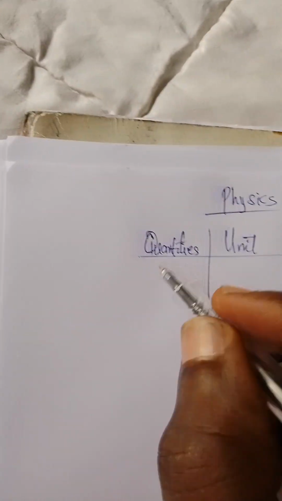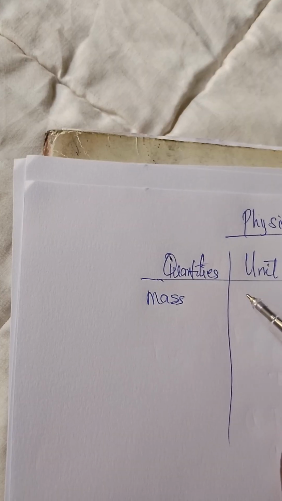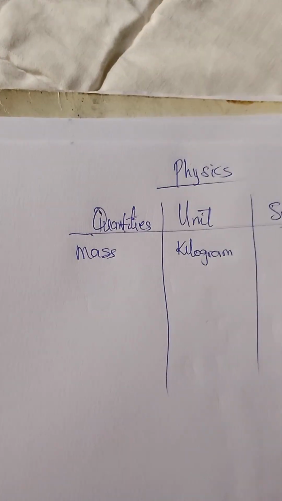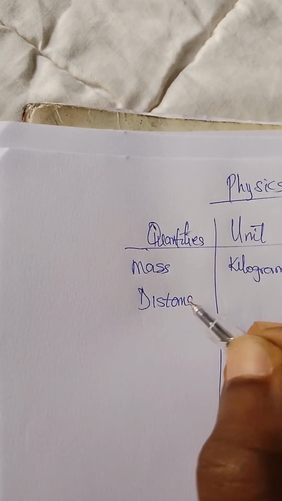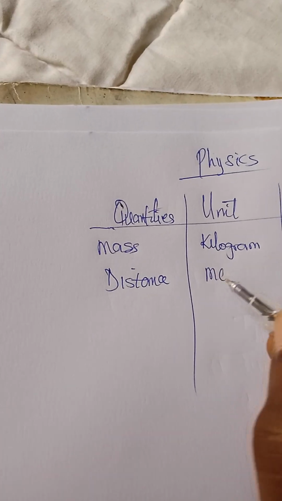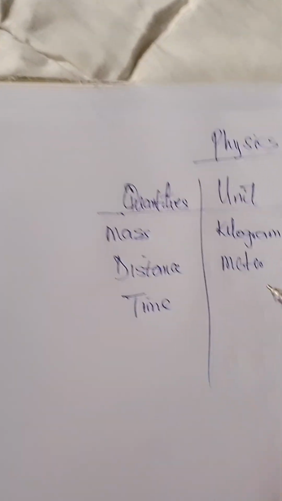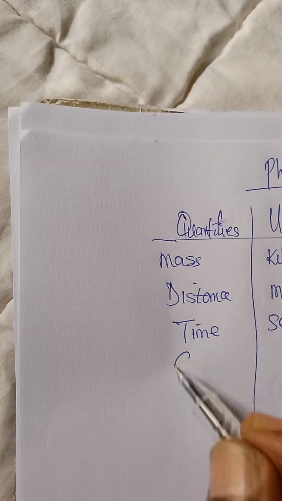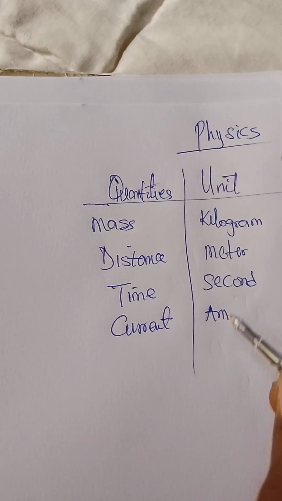The first quantity I gave that day was mass, and I said the SI unit of mass was kilogram, which is kg. Then we have distance. The unit of distance is meter. And I have time. The SI unit for time is second. I have current. The unit of current is ampere. That is the SI unit.